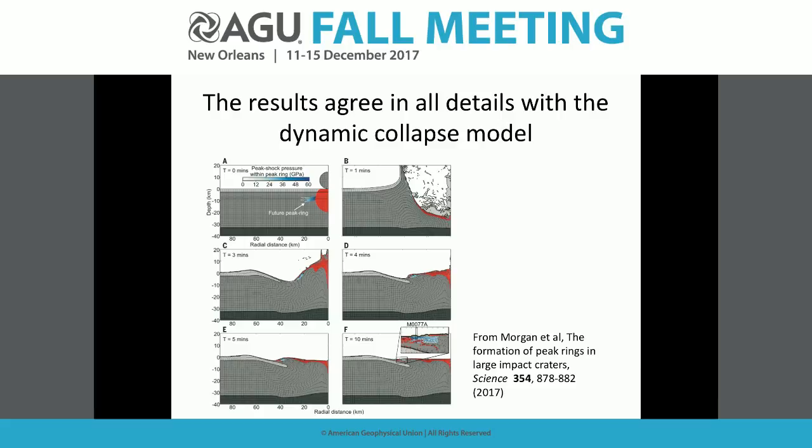I want to talk a little bit more about the mechanism. This is from the 2017 Science paper by Joe Morgan. There are a series of stills here that show the highlighted region, with the colors indicating shock level, indicating the material that will eventually end up in the peak ring. You can see it goes through a lot of dynamic motion during the impact.